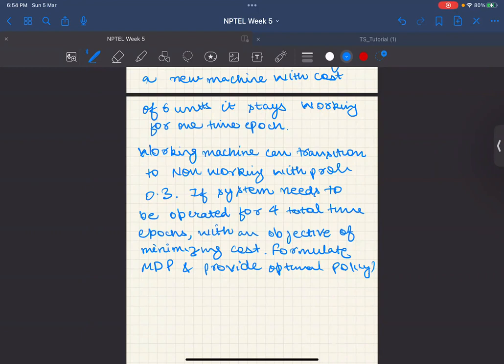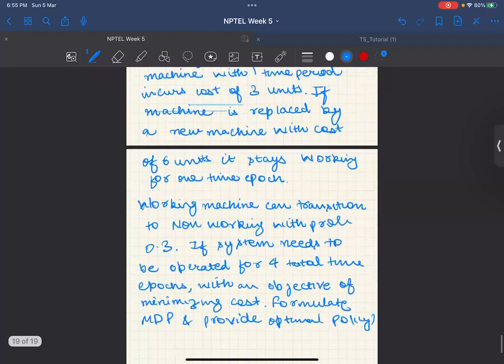If the system needs to be operated for a total of 4 time epochs, I have to calculate with an objective of minimizing. The main motive is, we have been dealing with maximizing the reward; here I'm saying minimize the negative reward, or minimize the cost. Formulate the MDP and provide the optimal policy. So just try it. If you like, we'll discuss in the next class.